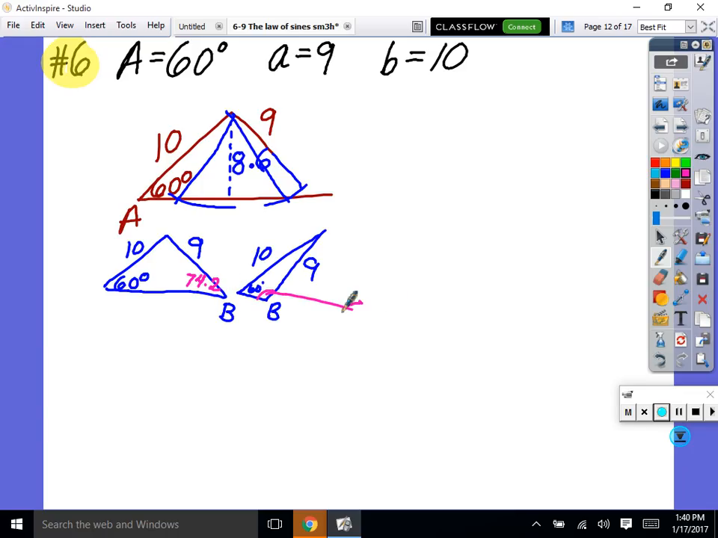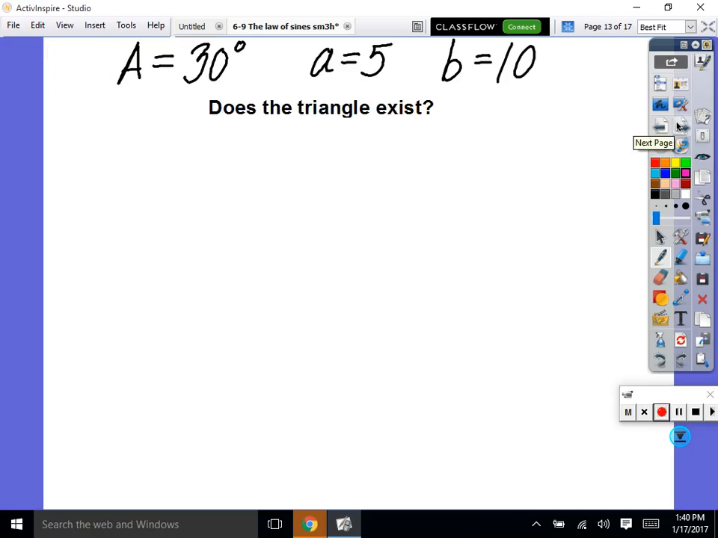I'm going to write it over here. 105.8. Now you could continue solving it. I just wanted to make sure that you could get the acute angle, the obtuse angle, and that you knew if it existed. Okay, do this one. Does the triangle exist? If so, how many?